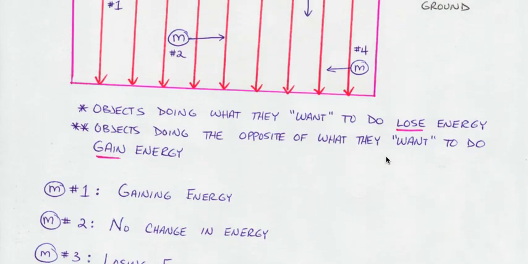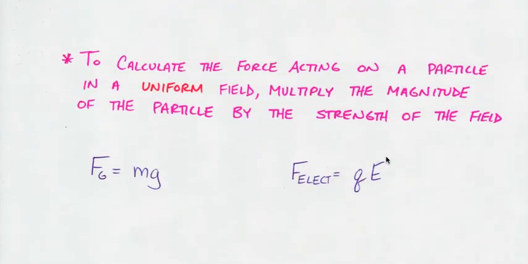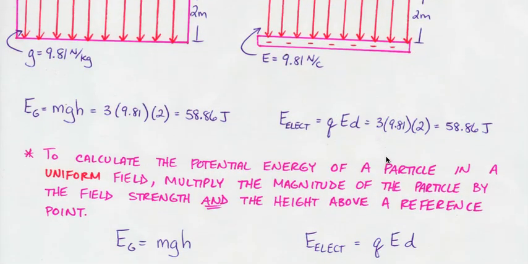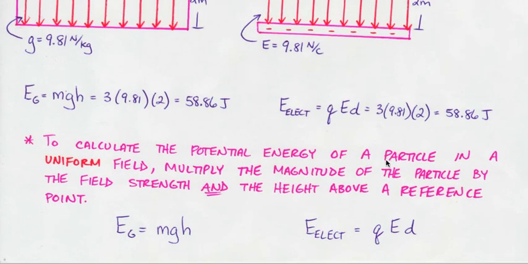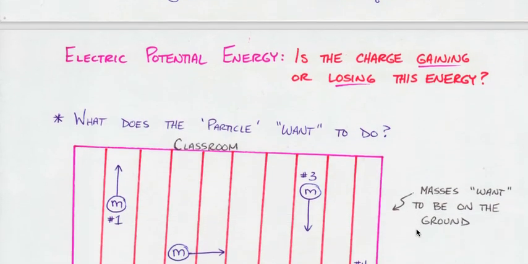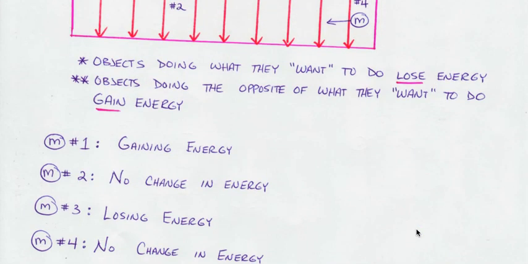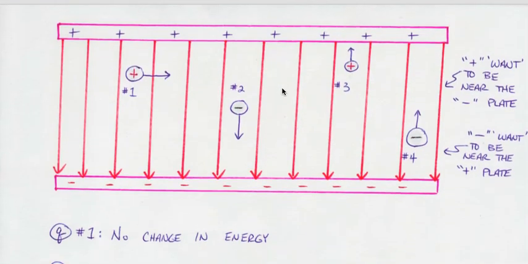So the big two takeaways, I guess, are that the force as well as the energy, in terms of electric force and electric potential energy, follow the same concepts as gravitational fields. However, we substitute mass for charge, gravitational field for electric field, and the height above a reference point for the distance from a reference point. And if we want to know whether a charge is gaining or losing energy, we simply have to remember to ask ourselves, is that charge doing what it wants to do or what it doesn't want to do? Charges doing what they like to do will be losing energy, and charges doing the opposite of what they like to do will be gaining energy.